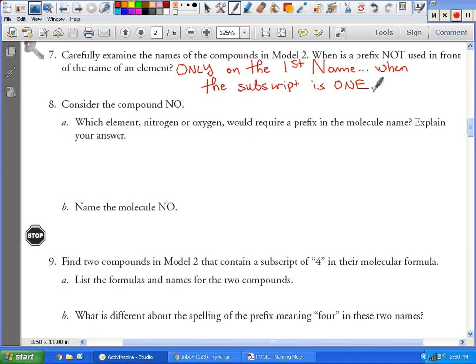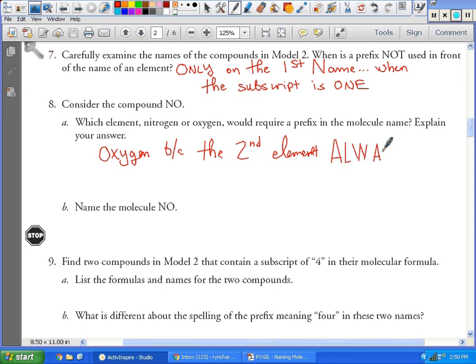Okay, so we have oxygen because the second element always has a prefix. Oxygen, because the second element always has a prefix.